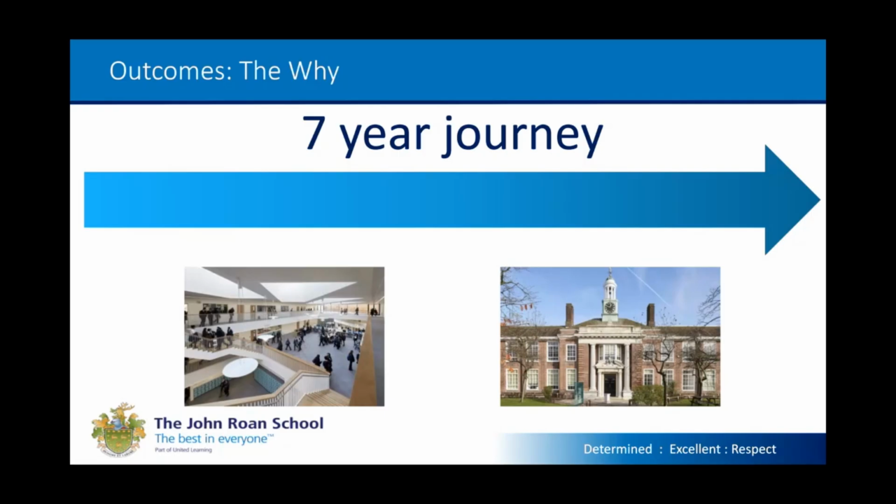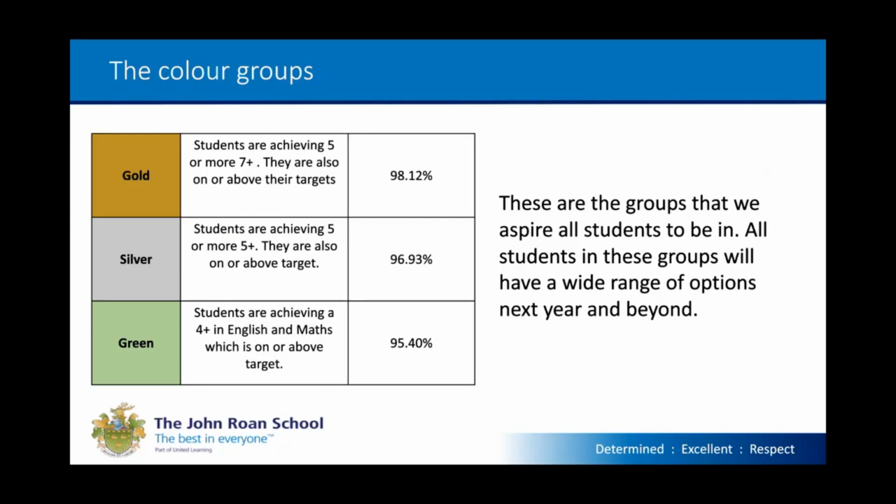So in terms of colour groupings, there are a number of colour groups to which we assign different students. And this will be emailed home to you by myself after the round of mock exams. And the three colour groups that we want all students to aspire to are either the gold, the silver, or the bronze.